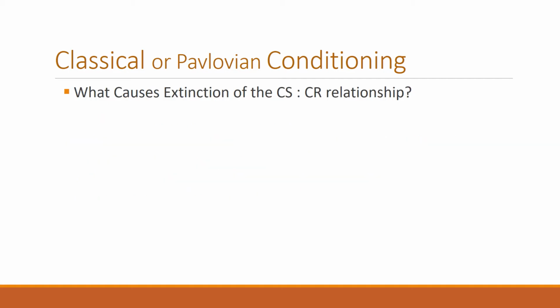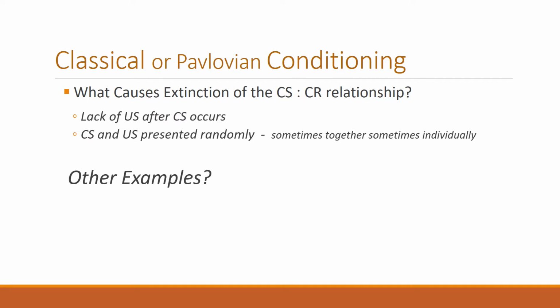What if you wanted to cause extinction, or you wanted this relationship to go away? You wanted to extinguish the relationship between the conditioned stimuli and the conditioned response. So again, in the example we were using, you wanted to ring a bell and have the animal not salivate. How would you do that?